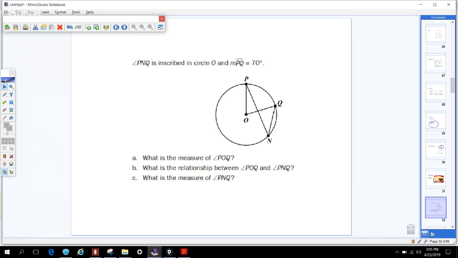I see more hands. Okay, so we've got 2 types of angles here. We have a central angle right here, and we know it's a central angle because the vertex is at the center. And then we have an inscribed angle right here, and it's inscribed because the point is on the circle. It tells us that the measure of arc PQ is 70. The reason why we know it's 70 degrees is because it tells us, and the reason why we know it's an arc is because there's a little arc right here.